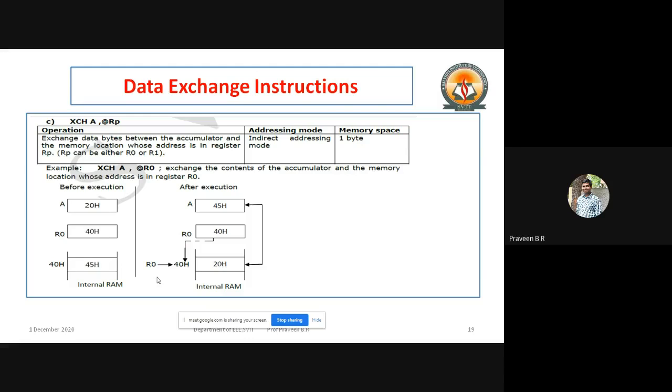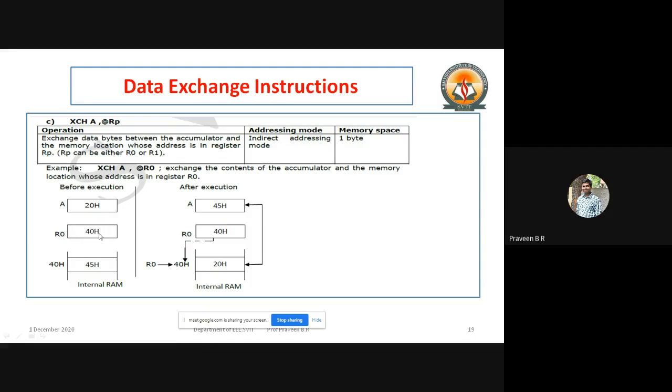So what does this instruction do? The register that you are specifying could be R0 or R1. The data present in R0 will have the address of the internal RAM memory location. It goes to that internal RAM memory location. The data present there will be copied and transferred to the accumulator, and the data present in the accumulator will be transferred to the R0 memory location.